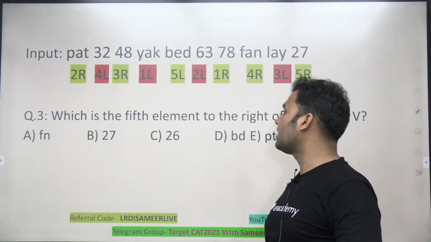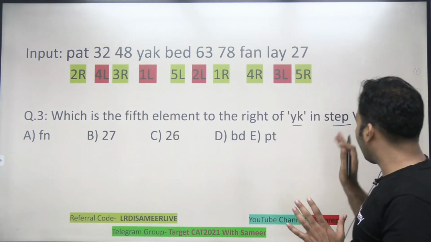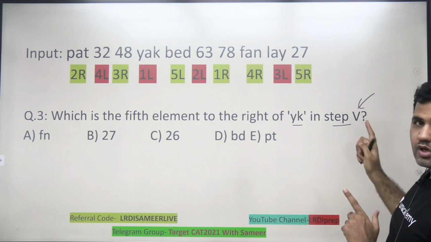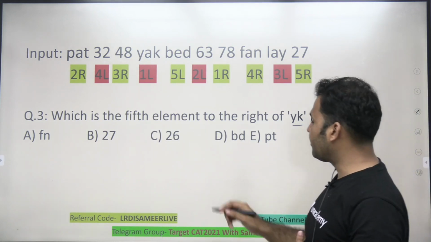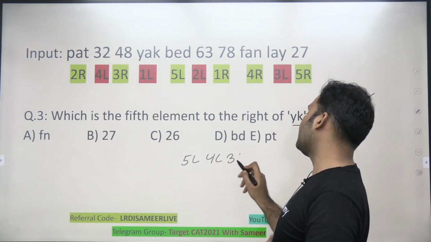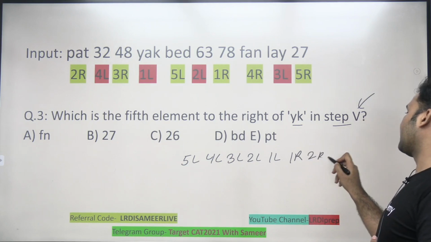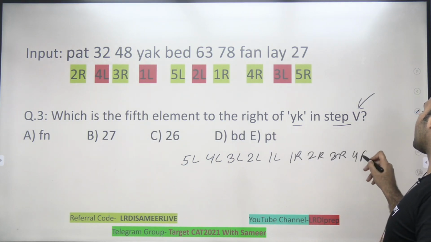Look at the next question: which is the fifth element to the right of YK in step 5? This is talking about step 5. When I reach step 5, I'll have the elements positioned as 5L, 4L, 3L, 2L, 1L, 1R, 2R, 3R. This is something that you can do mentally.